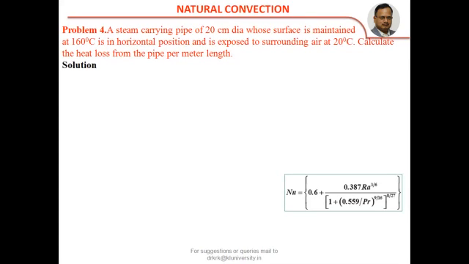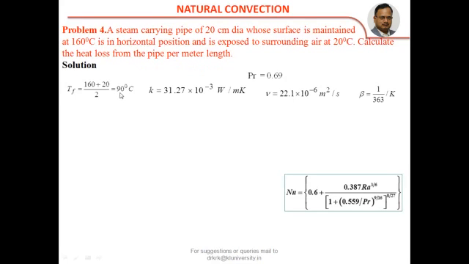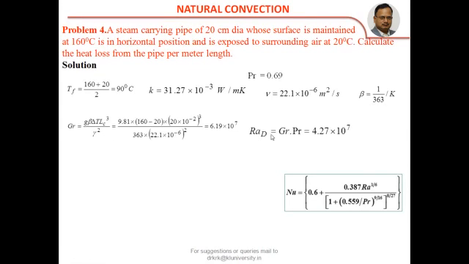Again, a steam carrying pipe of 20 centimeter diameter, surface maintained at 160, is in horizontal position, exposed to surrounding air at 20. Calculate the heat loss from the pipe per meter length. First calculate film temperature, that is 160 plus 20 by 2, 90. Then choose the properties at 90 degrees centigrade from the tables, and then calculate Grashof number, g beta delta T L cube by nu square, and then calculate Rayleigh number, the product of Grashof number and Prandtl number. This is less than 10 power 9 and hence a laminar flow.